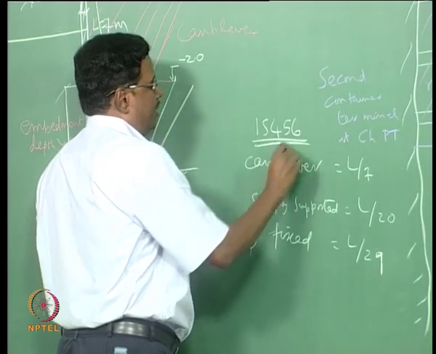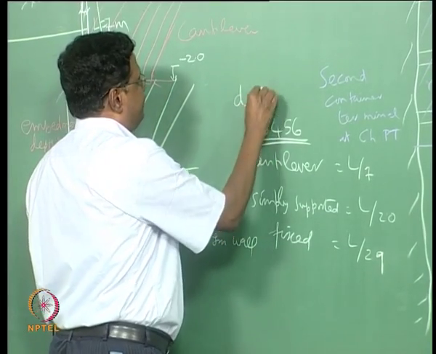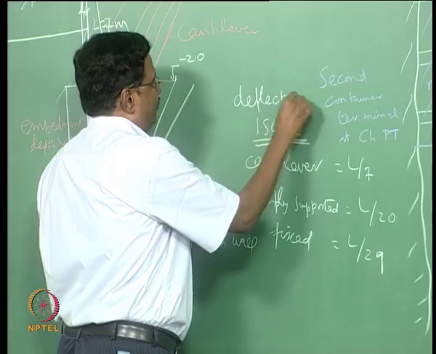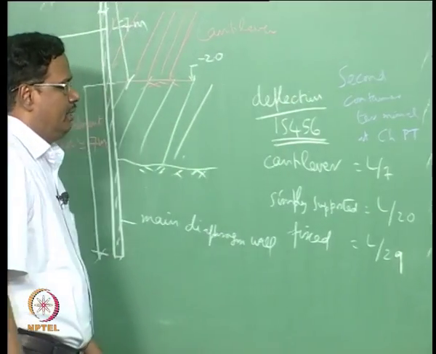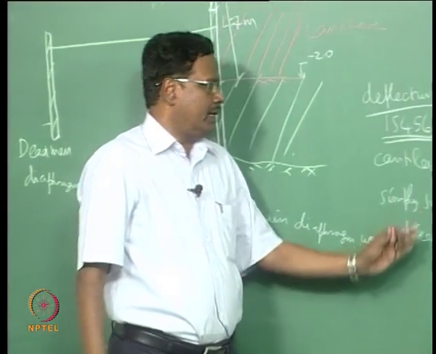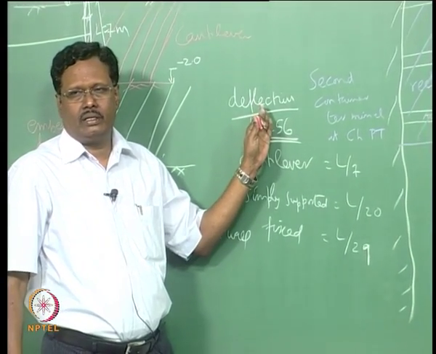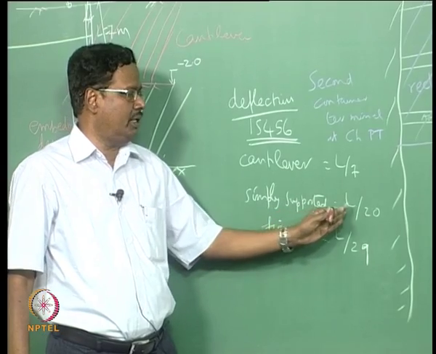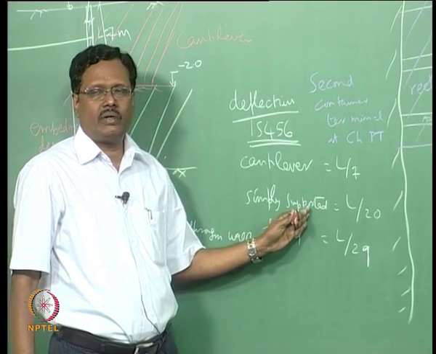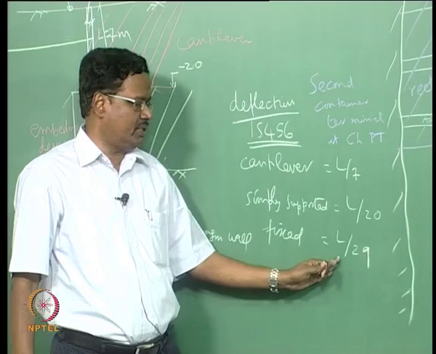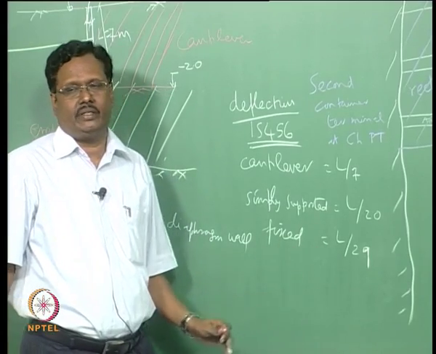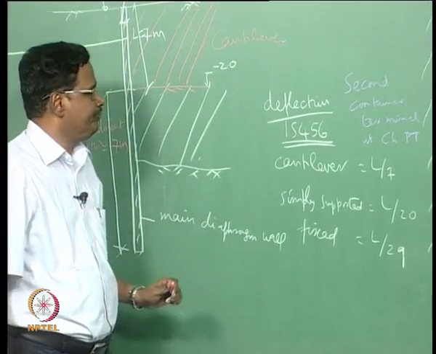See, under serviceability criteria, we have to check for deflection, but if you provide a depth greater than L by 7 for a cantilever, you do not have to check for deflection. If you provide more than L by 20 for simply supported, or more than L by 27 or 29 for fixed, you do not have to check. This is what is given here.